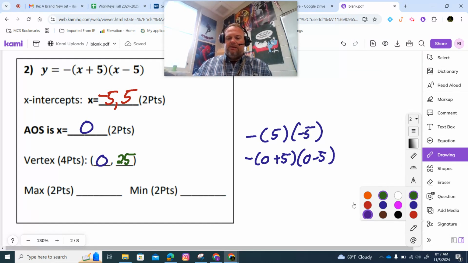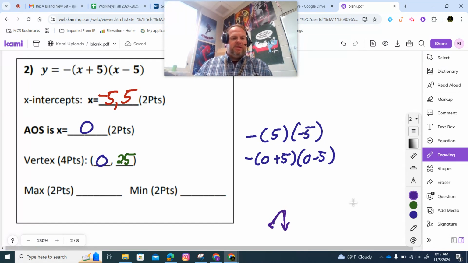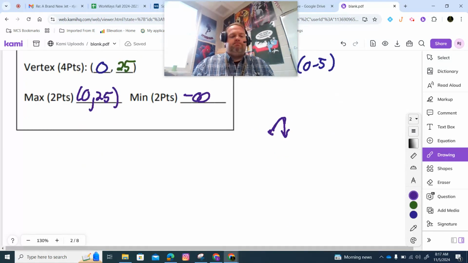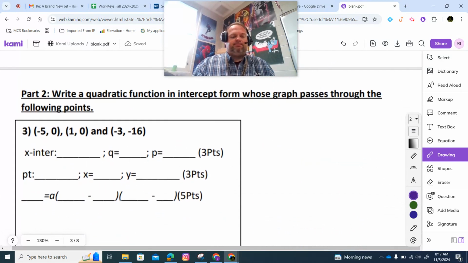All right. Our A is negative. That opens like this. That's supposed to be more rounded, but oh well. That means our max is our vertex. And our minimum is -infinity. All right. There's how the point value goes. And we're moving on.